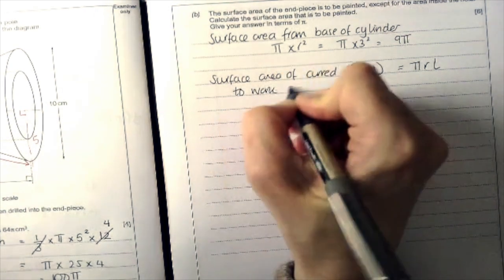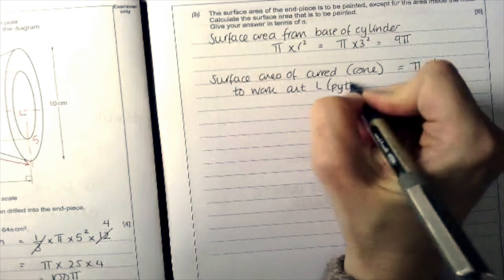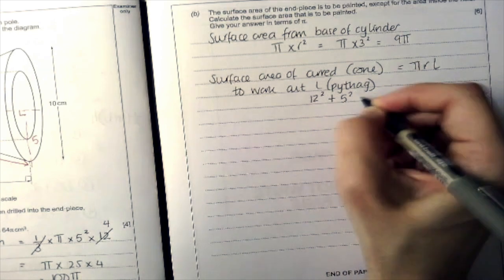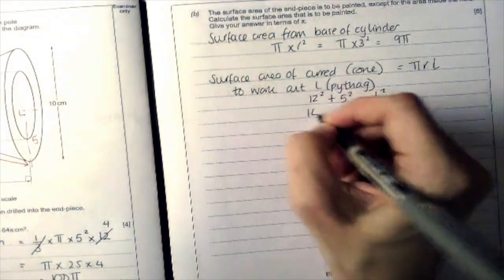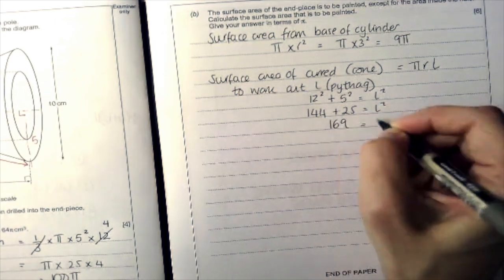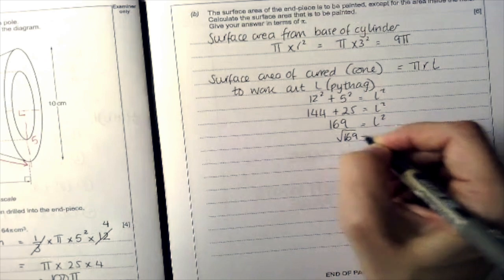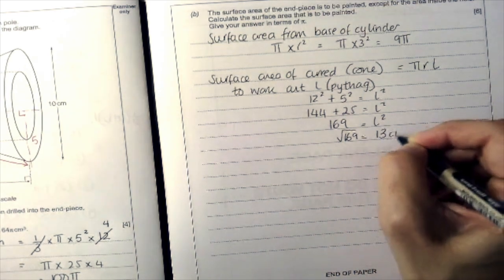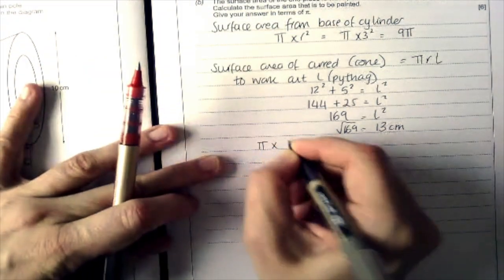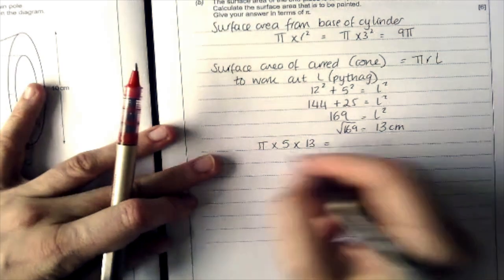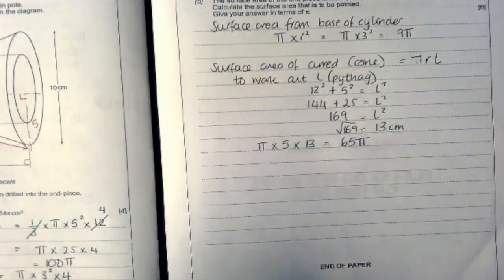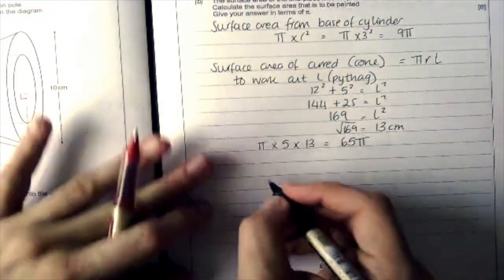So to work out L, Pythag. So I've got 12 squared plus 5 squared equals my L squared. Well, 12 squared is 144, plus 25 equals L squared. This is 169, and then we do the square root, which is 13 centimetres. So we now know that L is 13 centimetres. So we're going to do pi times 5 times 13. 13 times 5 is 65, so it's 65 pi. So that's the curved surface area.